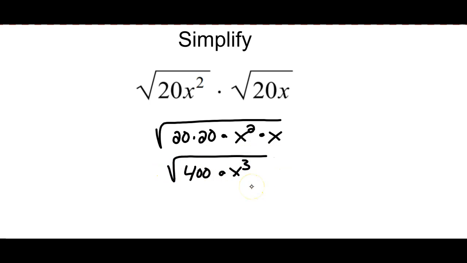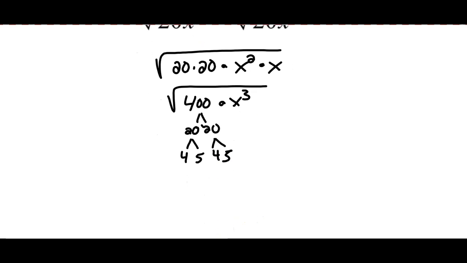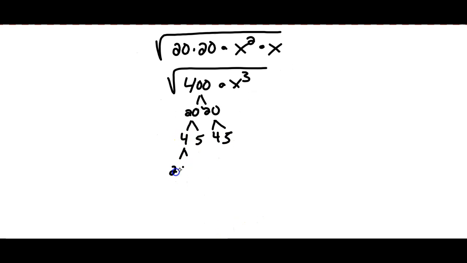Now if you actually did want to solve the rest of this problem, you've got to work backwards again and say, well, that's the same thing as 20 times 20. And 20 is the same thing as 4 times 5. So you've got 2 of those. 4 will break up into 2, 2. So you end up with 2 times 2 times 5, and then another 2 times 2 times 5. And x breaks up into x, x, x.